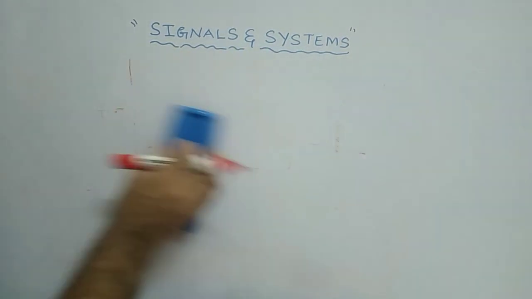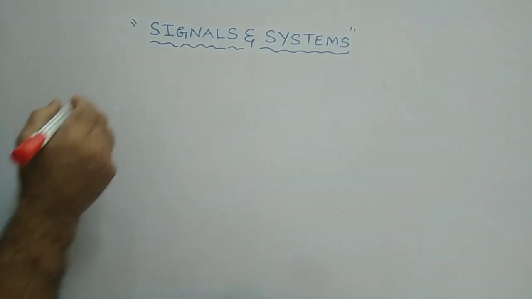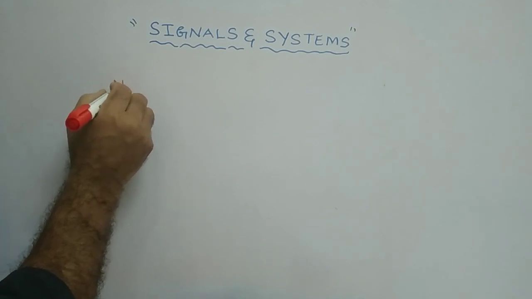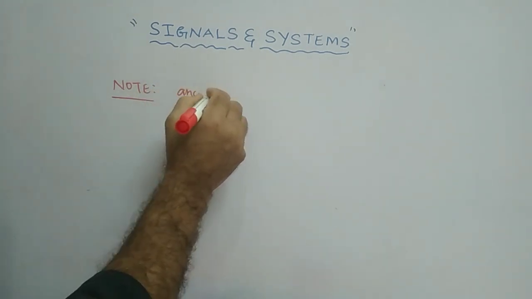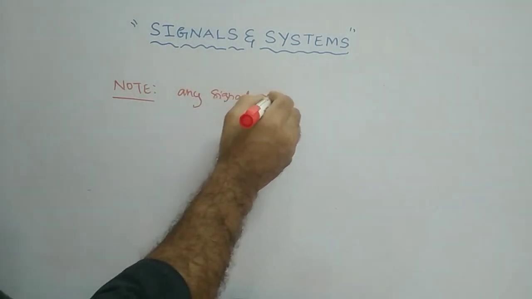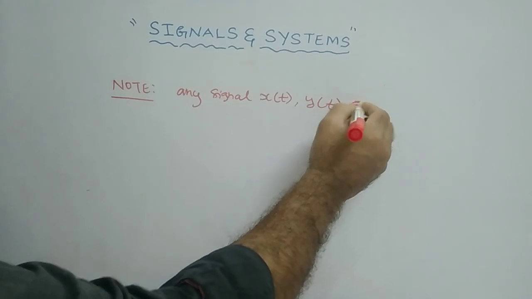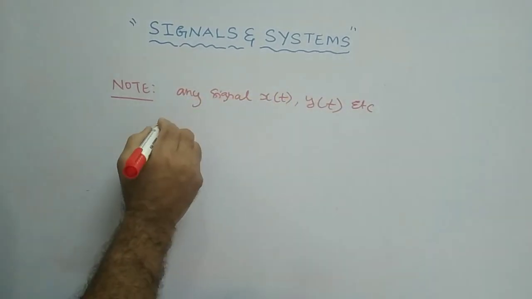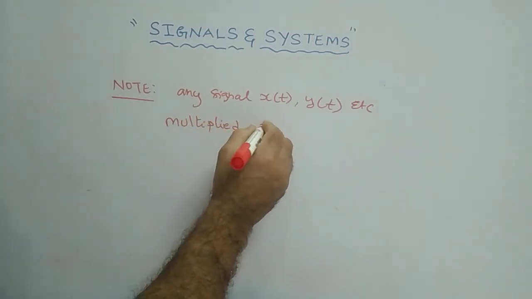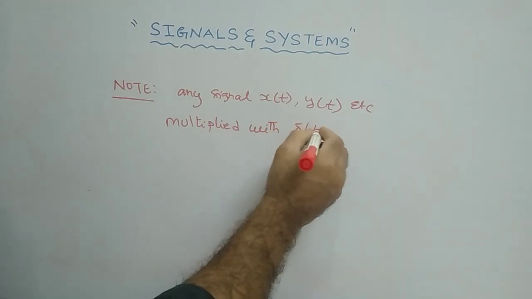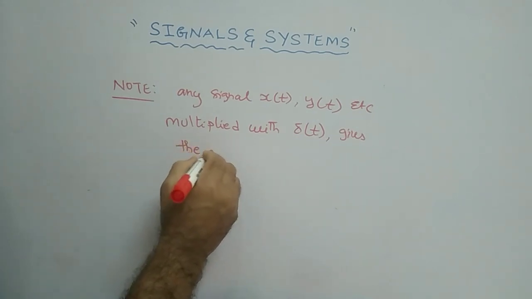And there are some more important properties that I can explain to you now. One more important thing to remember or note is that any signal, like your x of t or y of t, any other signal, multiplied with your impulse function delta of t gives the actual signal only.